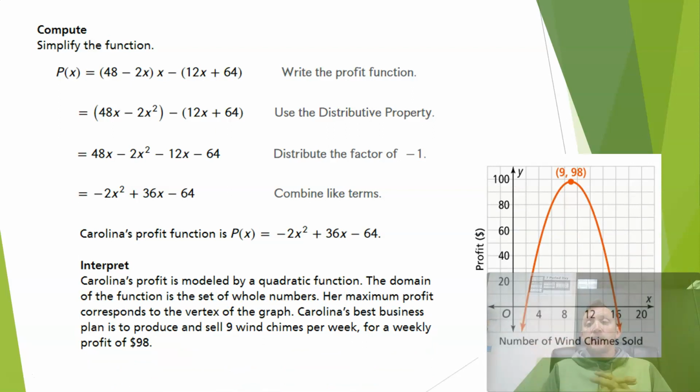So you can see behind me, and I'll phase myself out here so we can see more of the graph. You can see behind me, this would represent the graph of the function, with the 9 and 98 representing the maximum profit. So if she sold 9 wind chimes, she would make a profit of $98. That's after taking into consideration the cost and everything. So her total profit would be $98. That would be the maximum. Anything after that, for whatever reason, she would actually lose money. Okay, so her maximum profit would be selling 9 wind chimes for a total of $98.